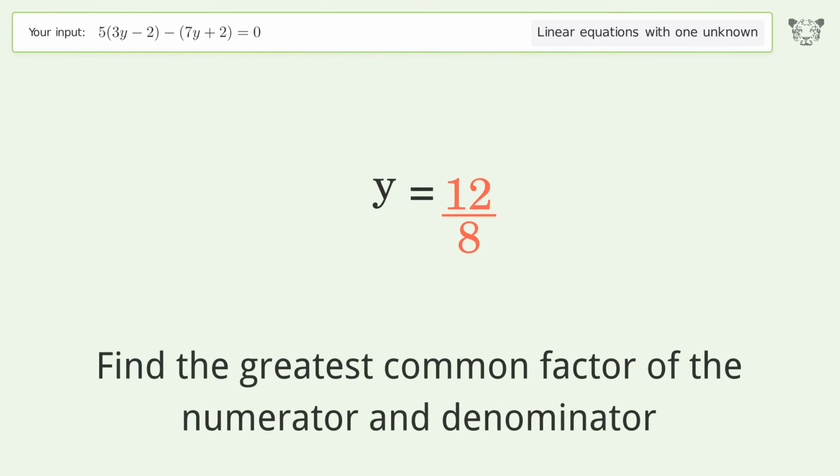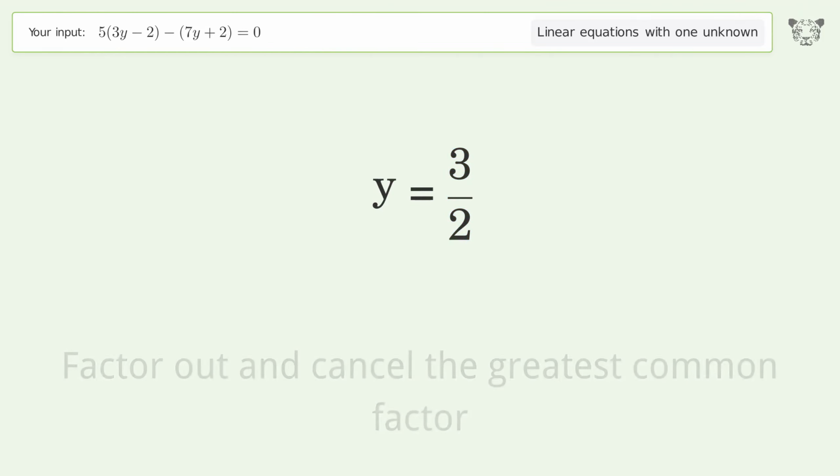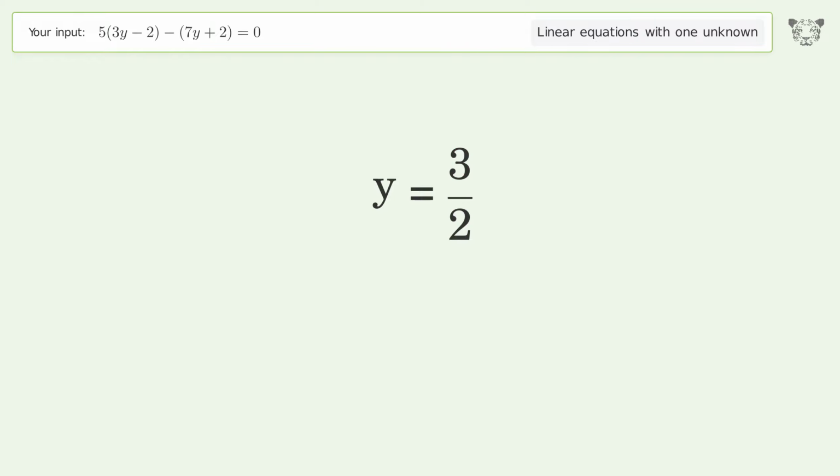Find the greatest common factor of the numerator and denominator. Factor out and cancel the greatest common factor. And so the final result is y equals 3/2.